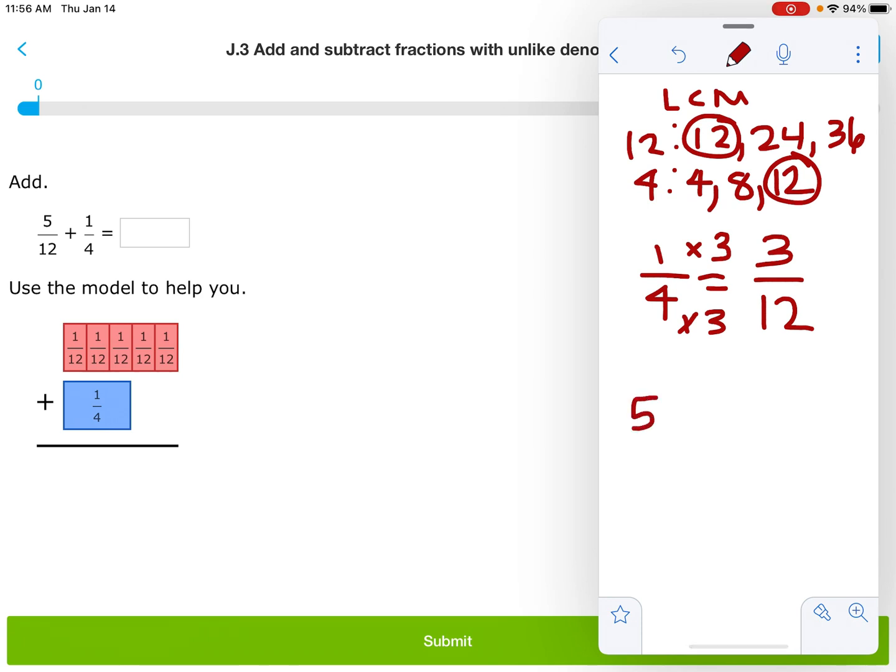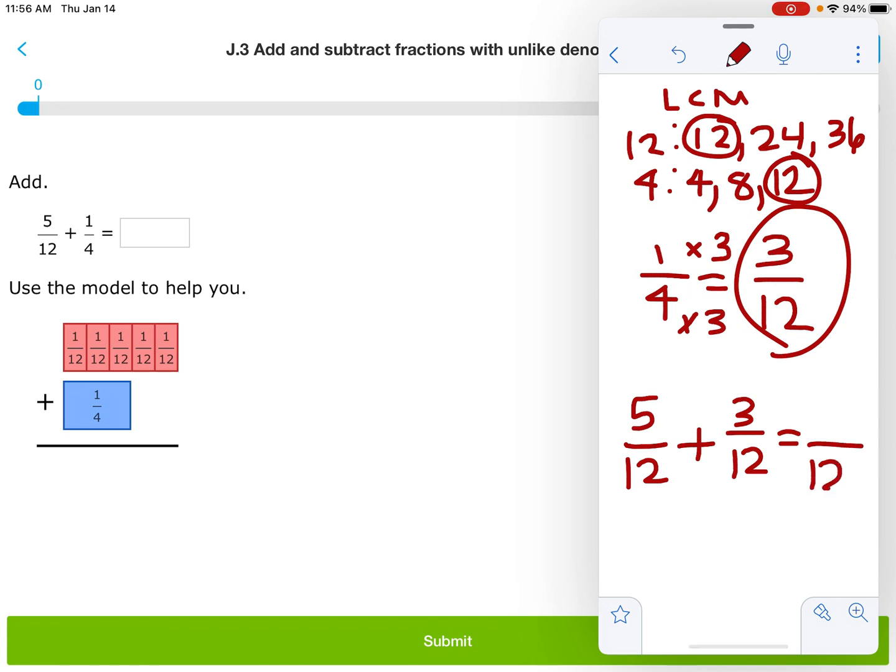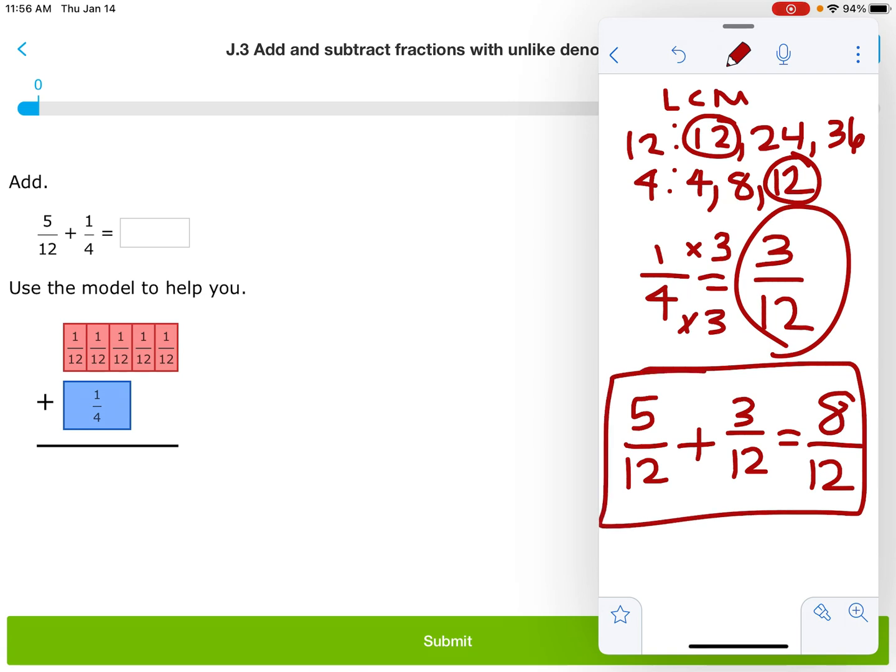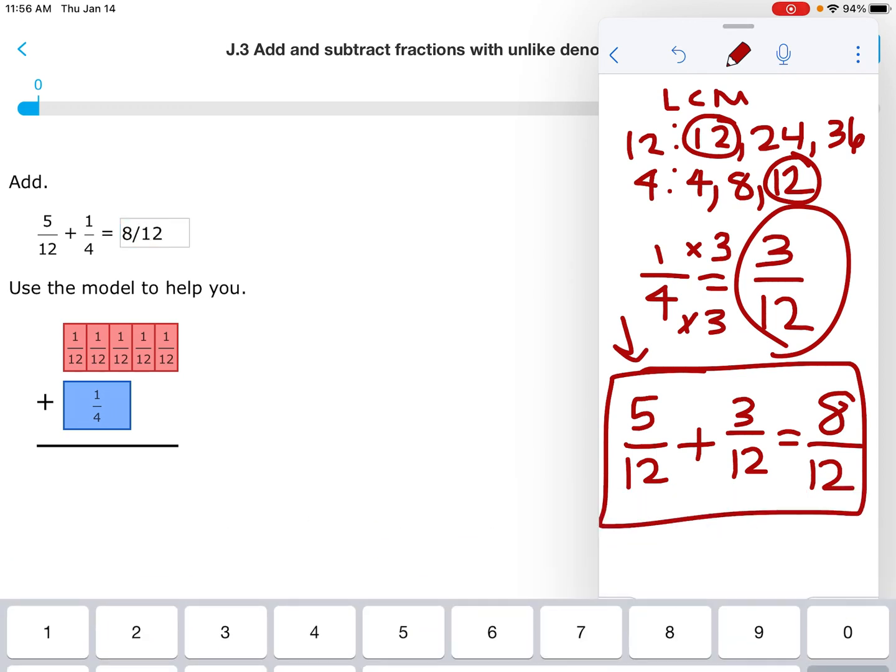Alright, so now we're taking our 5/12 plus our 3/12. And now that our denominators are exactly the same, now you can just add straight across. 5 plus 3 is 8. And our denominator stays at 12. So this one's combining some of what we learned in the J1 IXL. This part is exactly from J1, but we just need to get common denominators before we can add or subtract them. Alright, so our answer is 8/12.